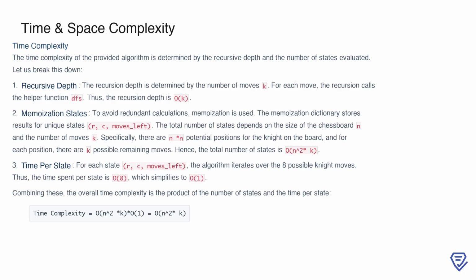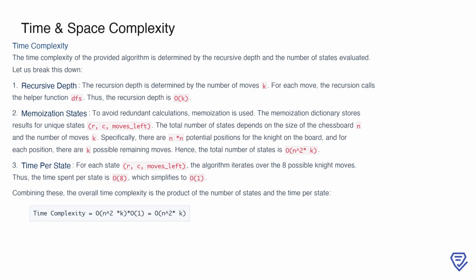Next, the memoization states store results for unique combinations of the knight's position, (r, c), and the remaining moves. Since the chessboard has n*n positions, and for each position there are k possible remaining moves, the total number of states is O(n²*k). Finally, for each state, the algorithm evaluates up to 8 possible moves of the knight, which requires O(1) time per state since 8 is a constant.